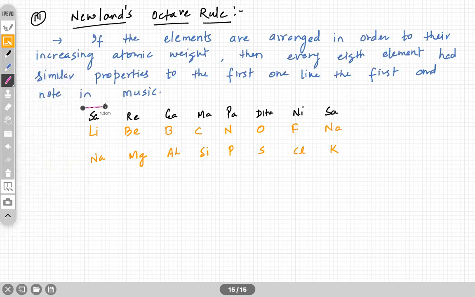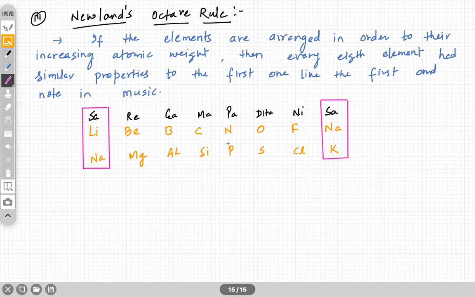Like we have this one. If you compare this and this, right? Similar properties. But yes, this was also not found to be correct for all the elements. And there is no place for inert gas. Inert gas was not discovered, and all elements could not be classified on this basis, and hence we have discarded this.